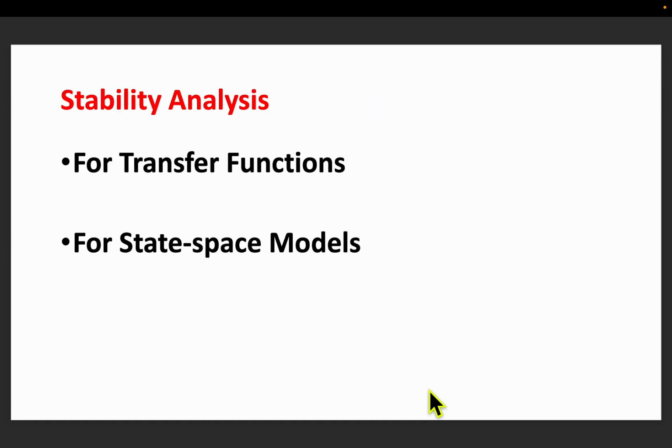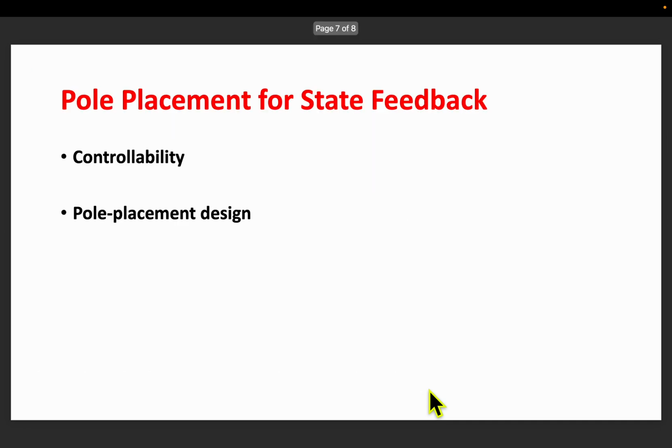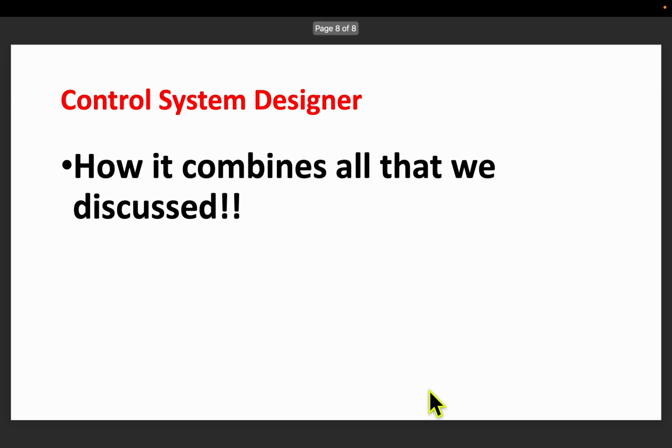Then we are going to conduct stability analysis of a plant using transfer function and using state space model. We'll then develop the closed loop transfer function of a plant that uses PI controller and then visualize its response in MATLAB. We are then going to discuss controllability as well as pole placement controller design in MATLAB. Finally, we are going to see how we can use Control System Designer and see how the tool combines all that we have discussed earlier on. So let us get started.